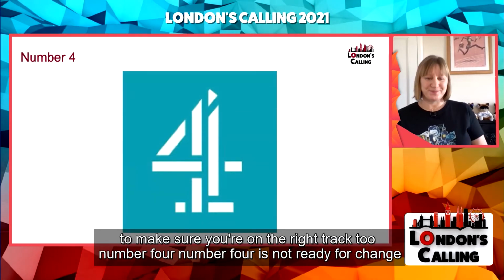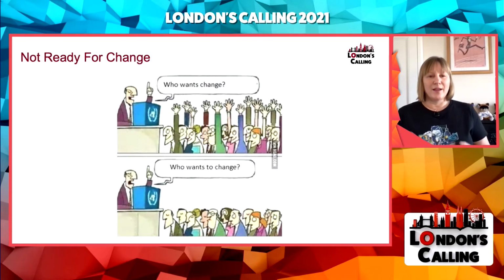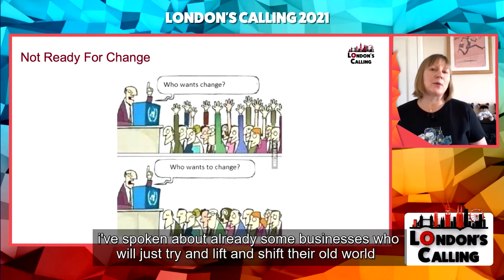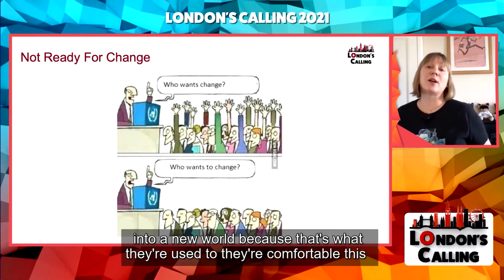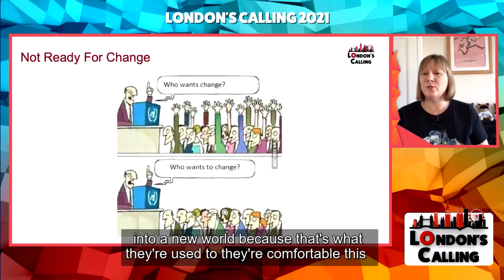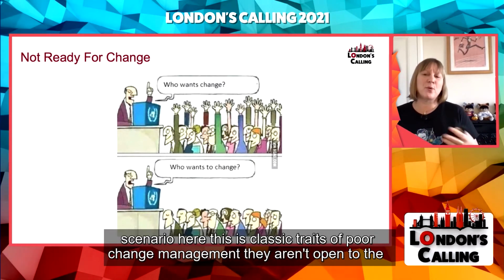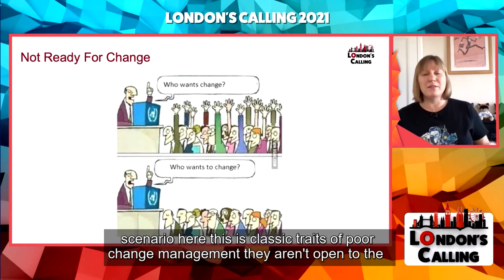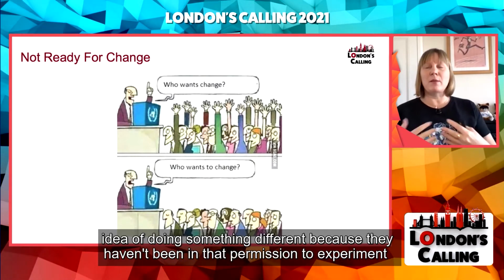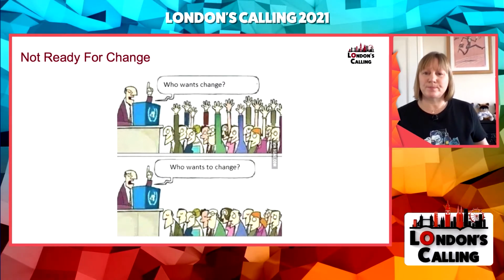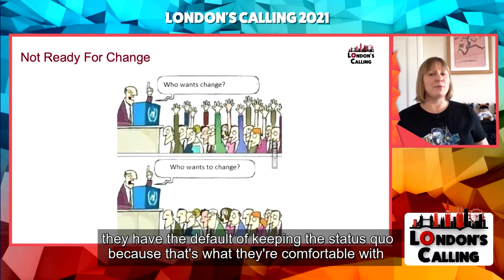Number 4. Number 4 is not ready for change. I've spoken about already some businesses who will just try and lift and shift their old world into a new world because that's what they're used to. They're comfortable, the scenario here. This is classic traits of poor change management. They aren't open to the idea of doing something different because they haven't been given that permission to experiment. They have the default of keeping the status quo because that's what they're comfortable with.